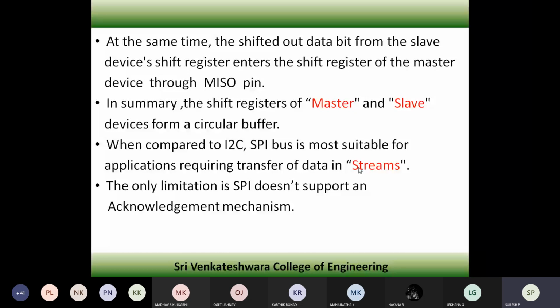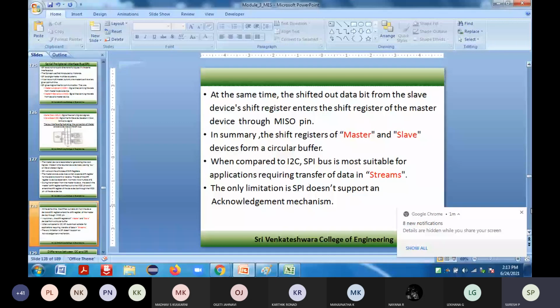Whereas in I2C, the acknowledgement has to come from the slave before establishing the connection or before the data is sent. That does not happen in SPI. Okay, so that is about your SPI. Anybody having any doubt in I2C and SPI?